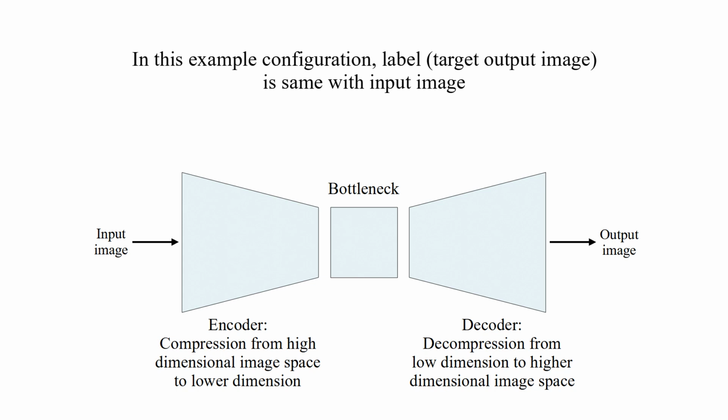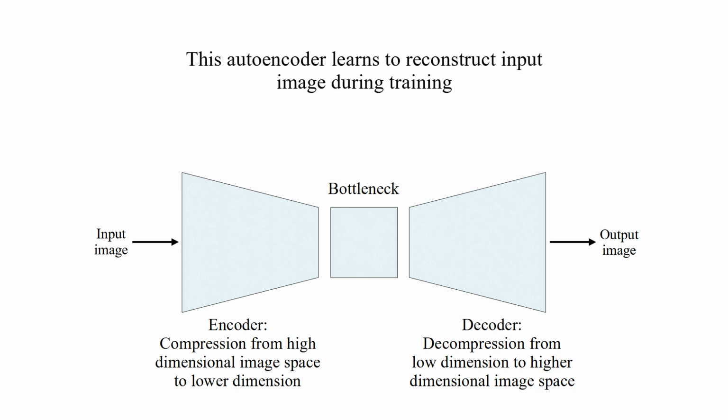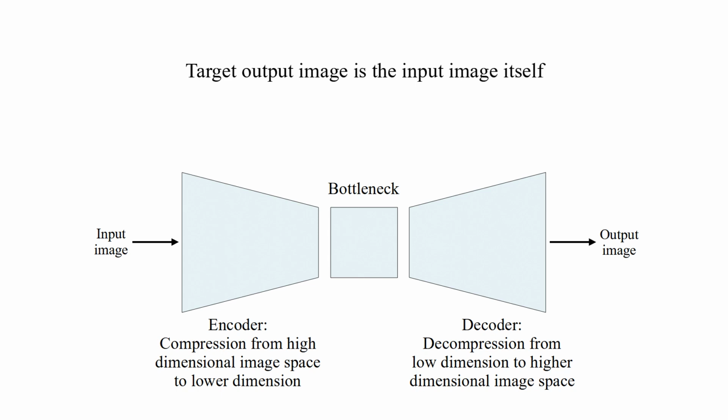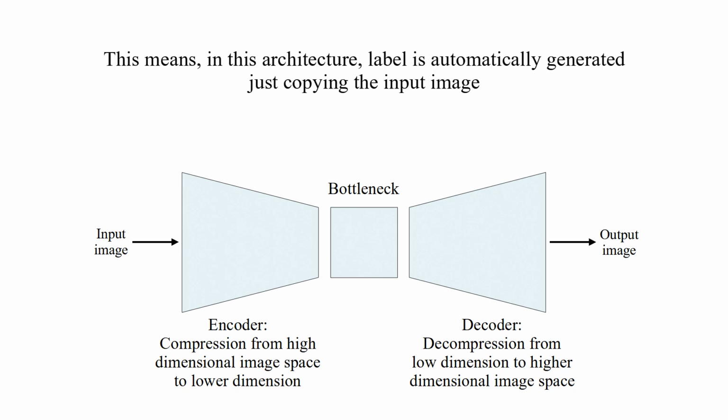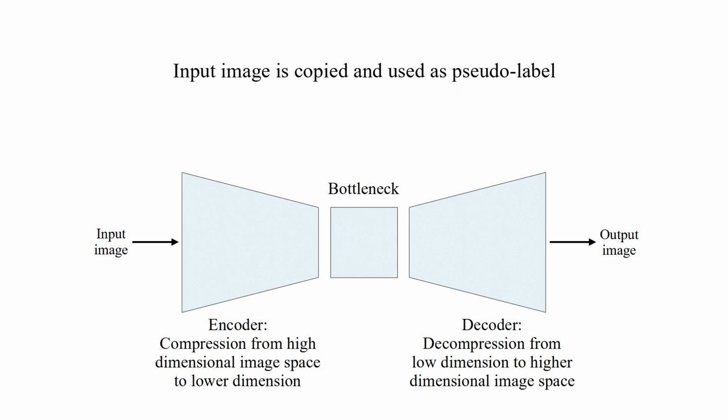In this example configuration, label or target output image is same with input image. This autoencoder learns to reconstruct input image during training. Target output image is the input image itself. This means in this architecture, label is automatically generated just copying the input image. Input image is copied and used as pseudo-label.